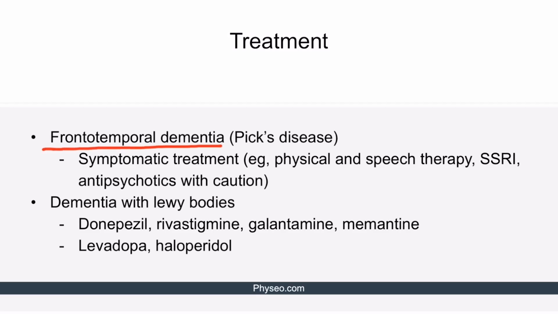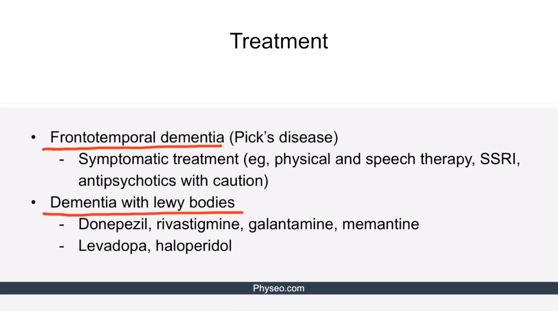Next, frontotemporal dementia is managed symptomatically by physical therapy, speech therapy, SSRIs, and antipsychotics with caution. Antipsychotics can help with agitation but need to be used with caution in this patient population due to an increased risk of mortality and the adverse effects that can be seen with antipsychotics.